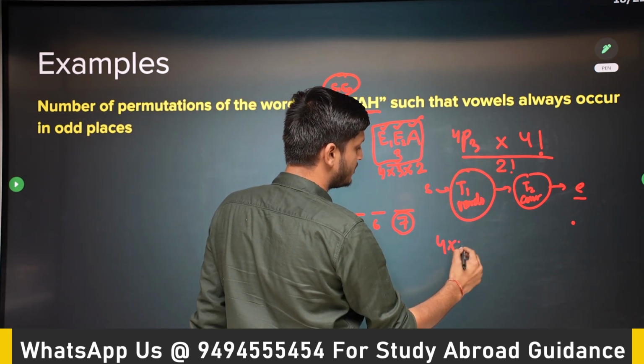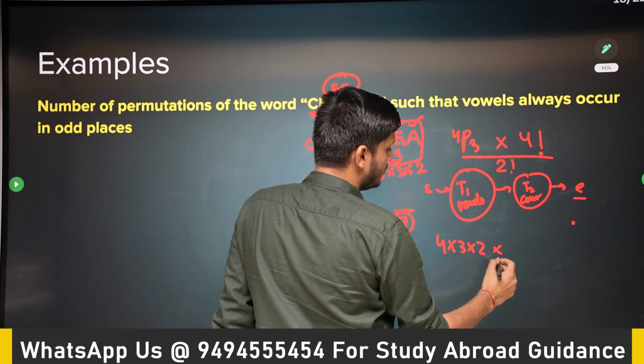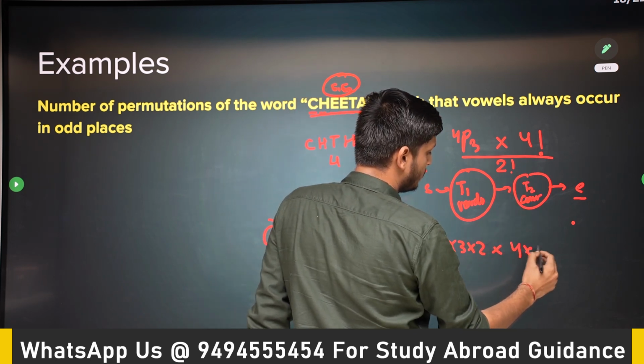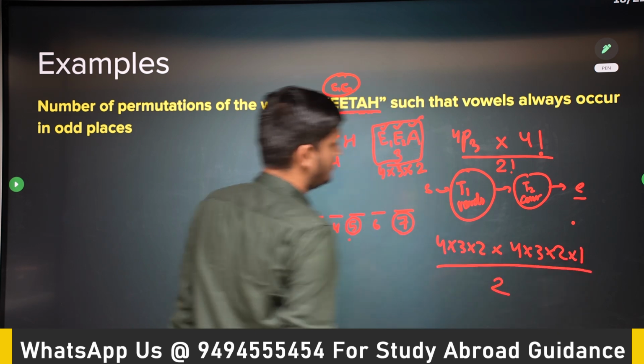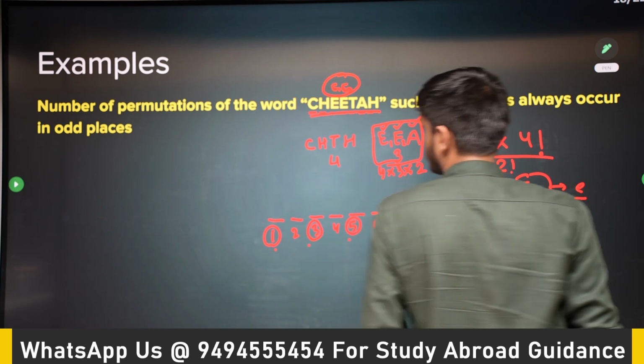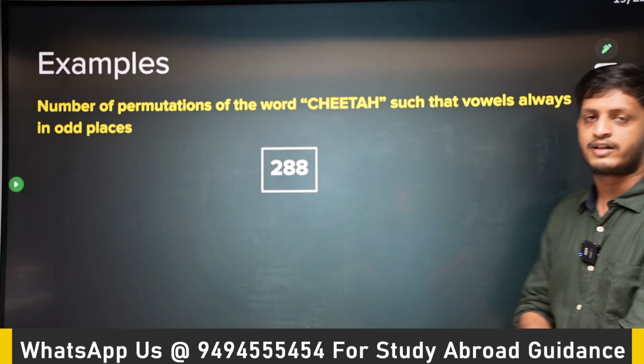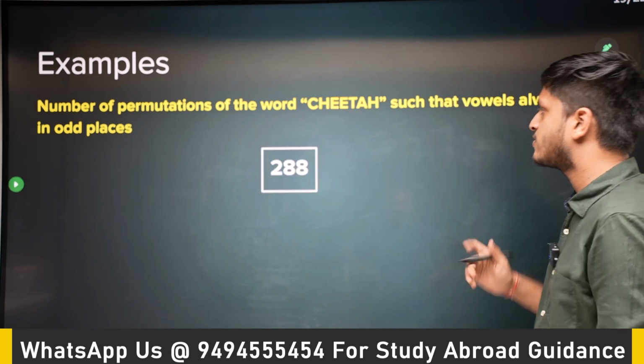This will be 4P3, which is 4 into 3 into 2, and 4 factorial, which is 4 into 3 into 2 into 1, upon 2. So you can just calculate it. It will come out to be 288. So this was the number of permutations.